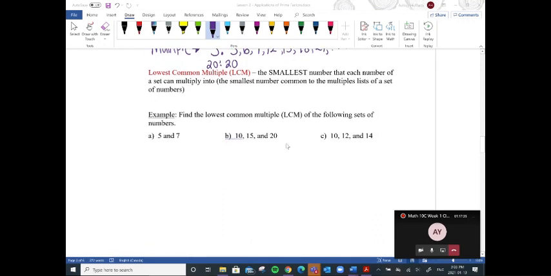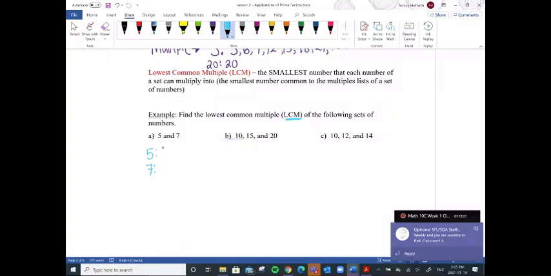Okay, so we'll start off with the smaller ones and we'll actually make multiples lists and see how we go from there. So it says find the lowest common multiple, or the LCM, of the following sets. So 5 and 7. What I'm going to do is make my multiples lists and go up to a certain point and then stop and see if I have anything that matches in both lists. So the first multiple of 5 would be 5 times 1, which is 5.